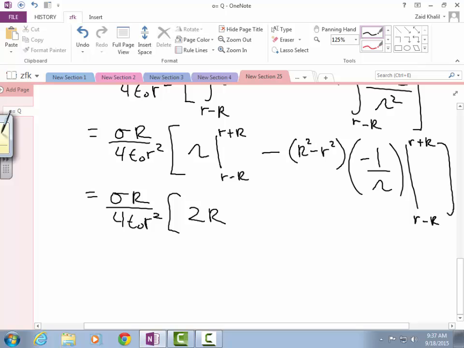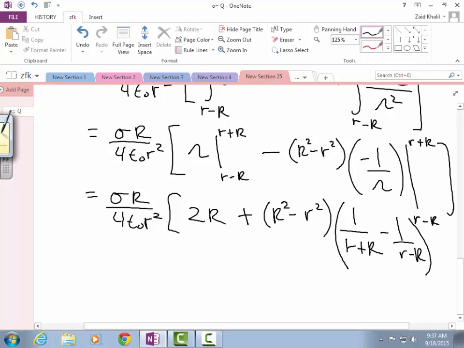Because R plus r minus R minus r. What happens to the minus? It becomes positive. So this becomes positive, R squared minus r squared. And what do you get here? You get 1 over R plus r minus 1 over R minus r. Correct? It's just this minus sign, that minus sign.